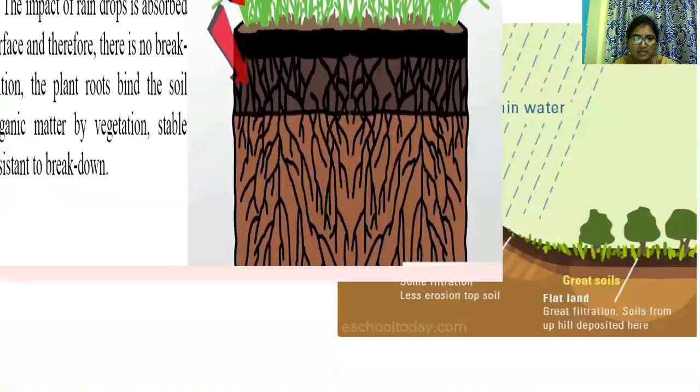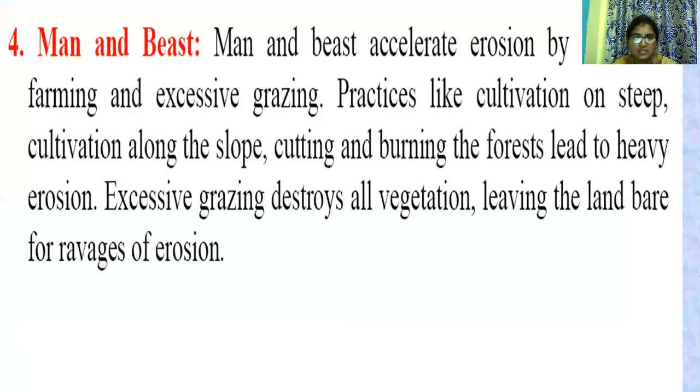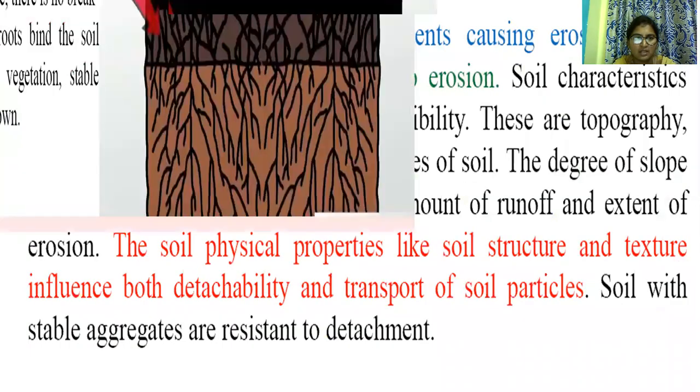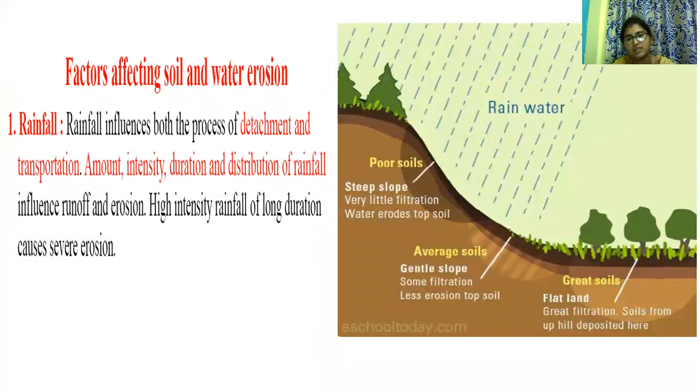Now, the factors affecting erosion. There are four types: man and beast, soil, vegetation and rainfall. What are the factors affecting soil and water erosion? One is rainfall. Due to rainfall, soil will be eroded. With poor soil, steep slope and very little infiltration, water erodes the topsoil.